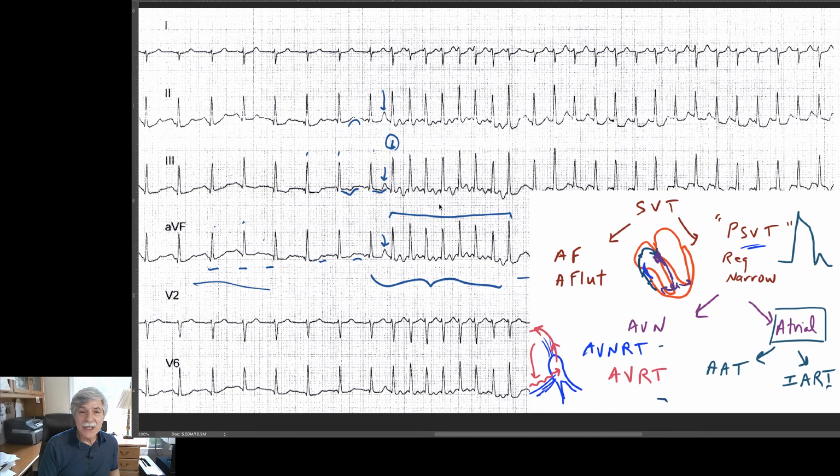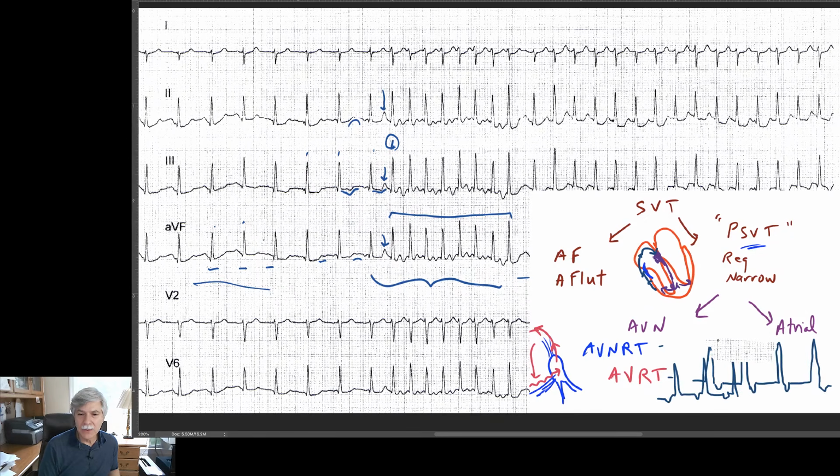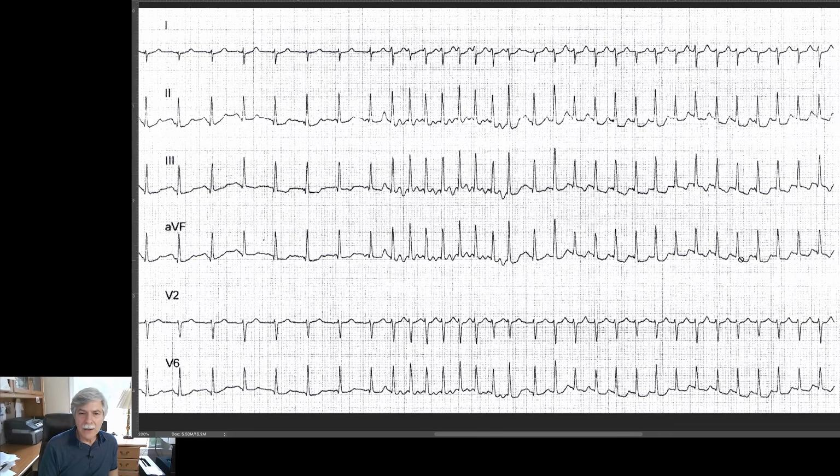All right, so which is it? What do we have here? In this arrhythmia, in this person who's on the treadmill, it looks very narrow, it looks very regular, and I don't really see any visible P waves. And so the assumption is that this might actually be the AV nodal reentry tachycardia.